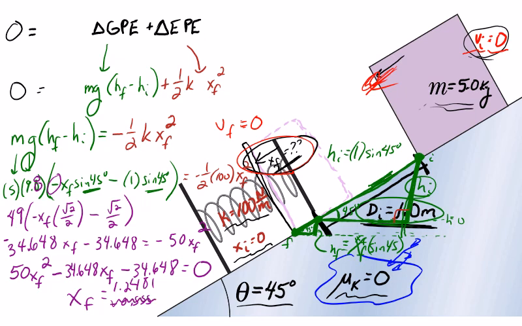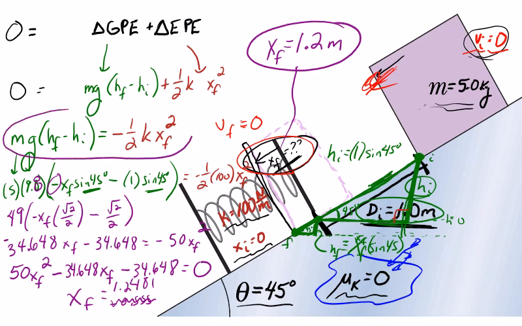So my final compression here should be this, and let's see, I've got 1 sig fig and 2 sig figs and 2 sig figs. Let's just go ahead and keep 2, so I'm going to say 1.2 meters. So if this 5 kilogram block slid from 1 meter up on the ramp into this spring, it would compress the spring 1.2 meters.